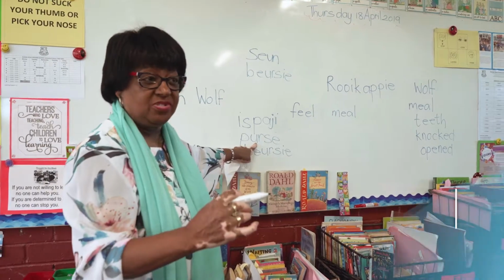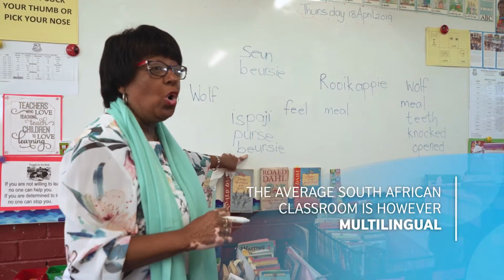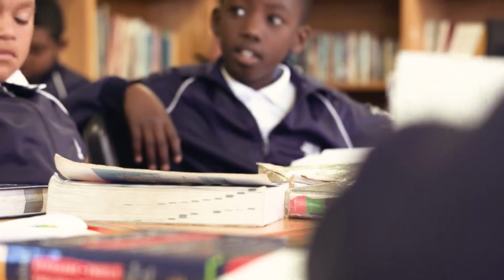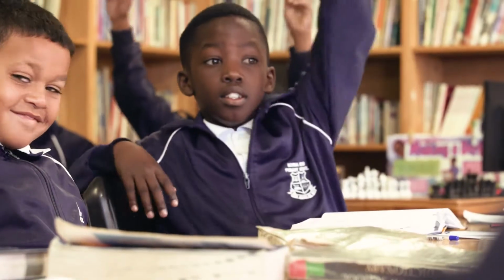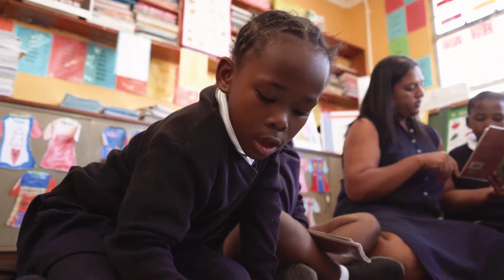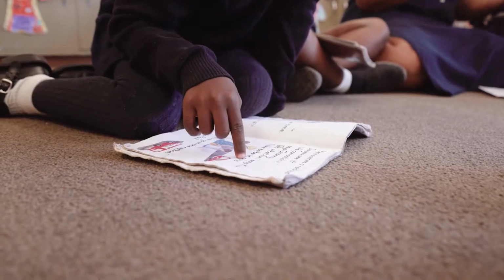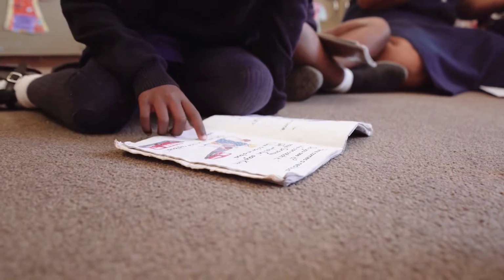The average South African classroom is, however, multilingual. Home languages are generally used from grades R to 3. After this, there's often a sudden switch to English. However, the majority of learners do not have the English proficiency needed to learn in this language.